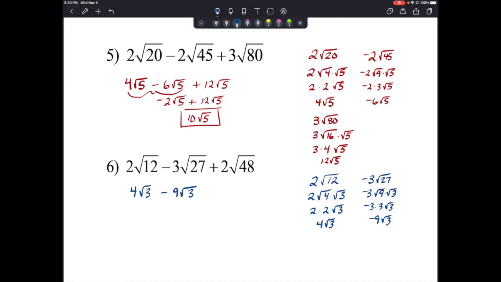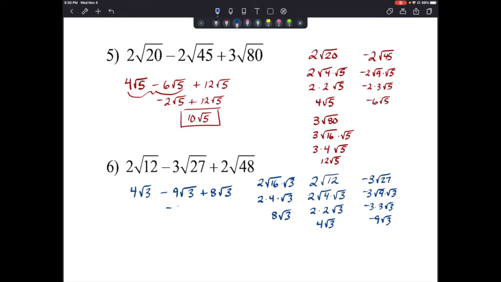And then 2 times square root of 48. If we try to take that one and break it down, I'm going to do that one actually on the left side because I think I'm out of room over there. Okay, what number goes into 48? Well, 16 goes into 48 3 times. So we have 2 times 4 times the square root of 3, which is going to be 8 radical 3.